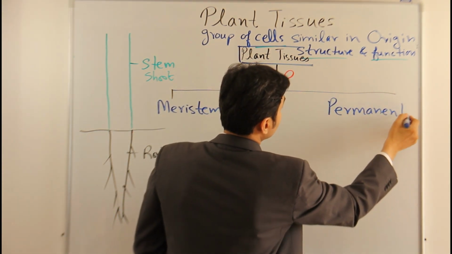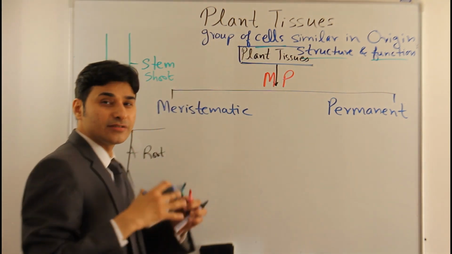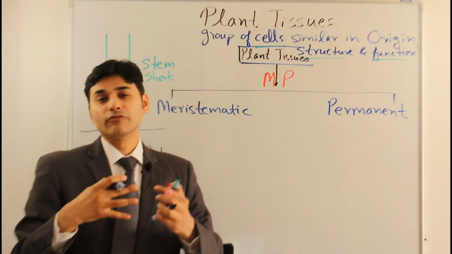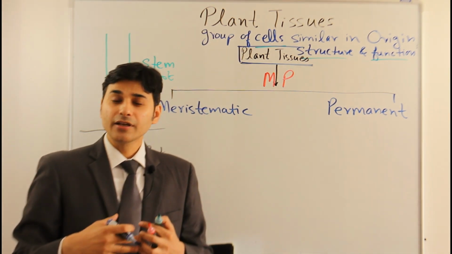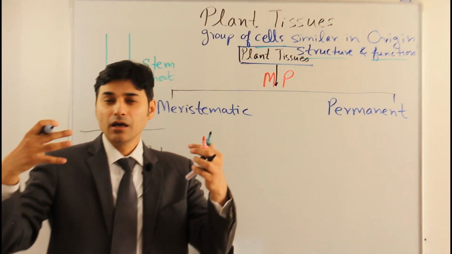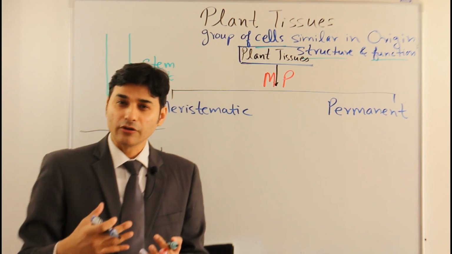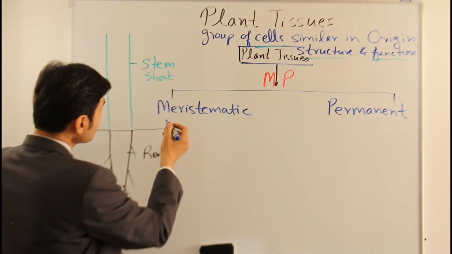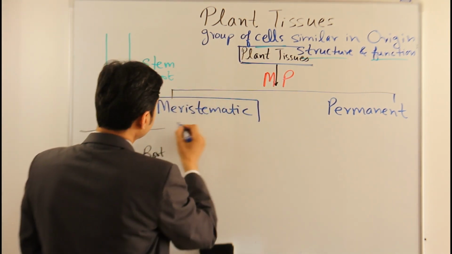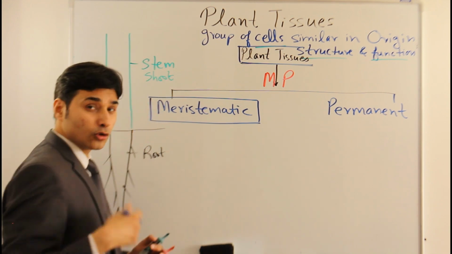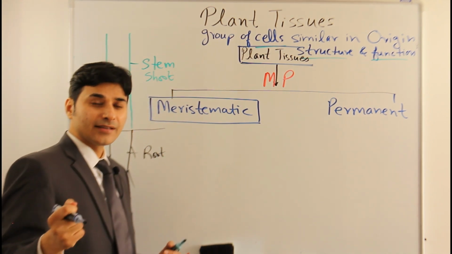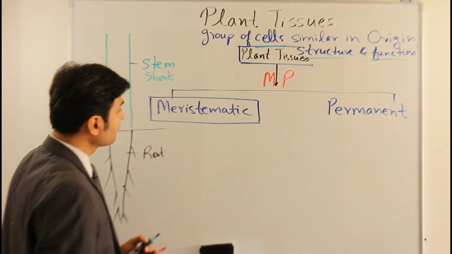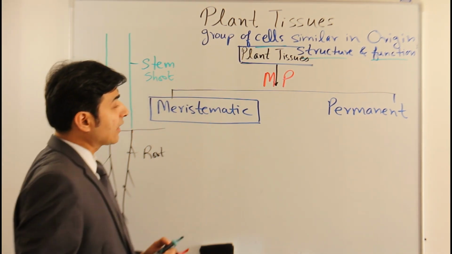Now meristematic tissue is a type of tissue which is always dividing. These are the group of cells which are always in a state of division. When they divide, they increase the parts in the body of the plant, or they give rise to growth. So meristematic tissues are always dividing and they increase the growth. That growth is called primary growth. We will discuss primary and secondary growth also. Meristematic cells are of different types.